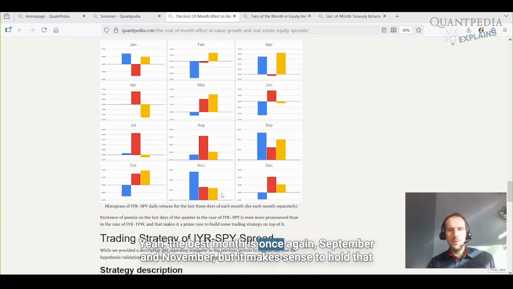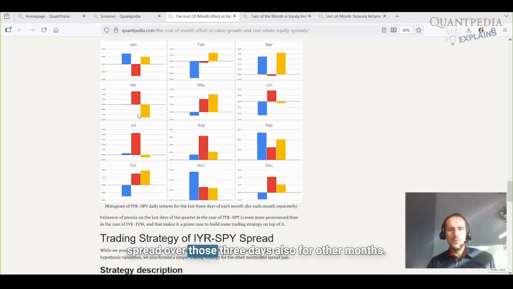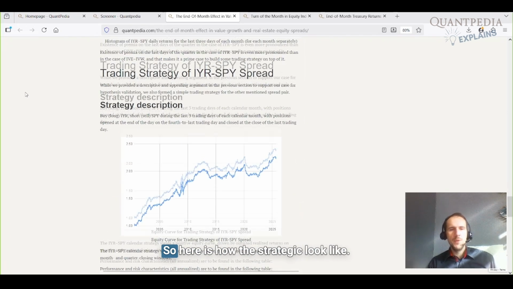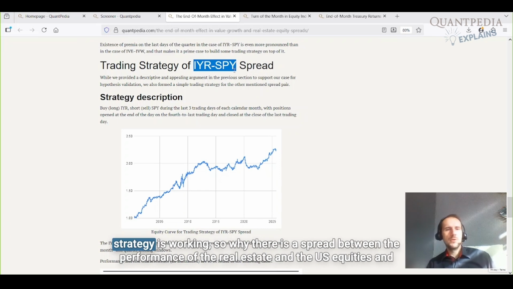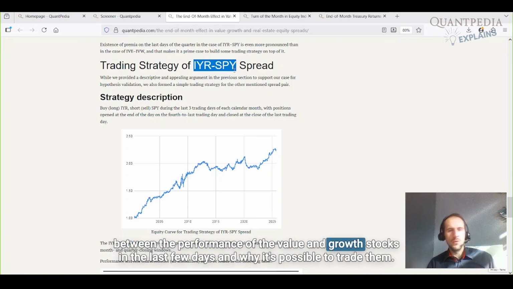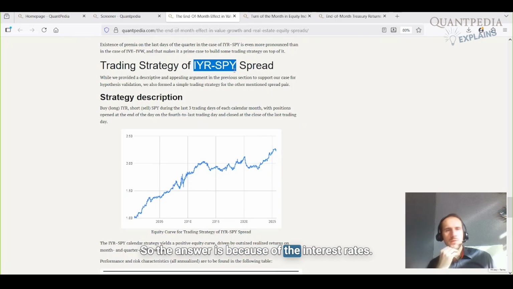Yeah, the best month is once again September and November, but it makes sense to hold that spread over those 3 days also for other months. So here is how the strategy looks. When you go long the spread during the last 3 days of the month, the question is why the strategy is working. Why is there a spread between the performance of the real estate and the US equities, and between the performance of the value and growth stocks in the last few days, and why is it possible to trade them? The answer is because of the interest rates.